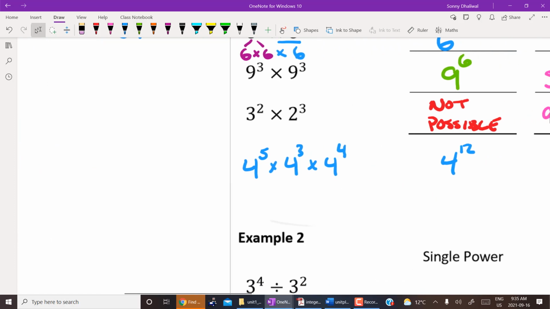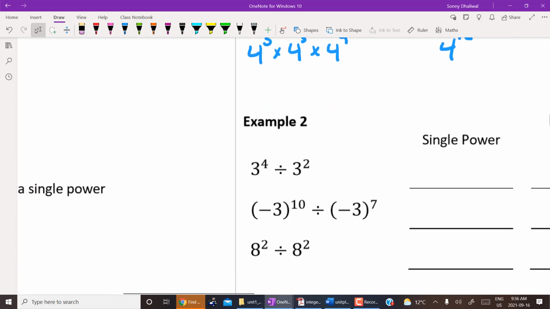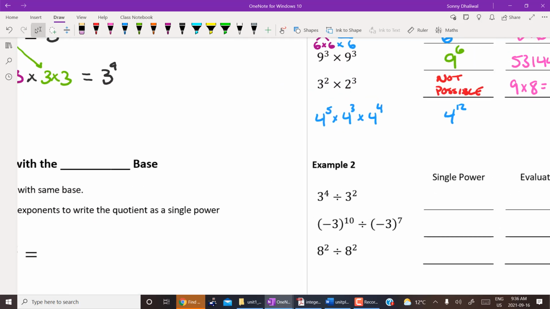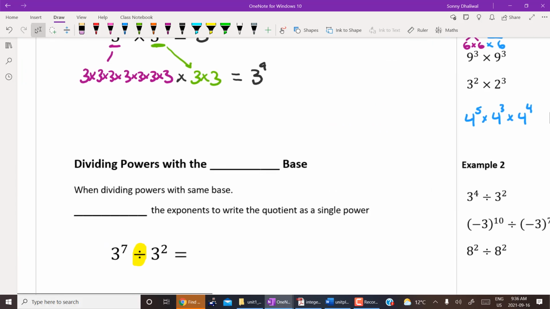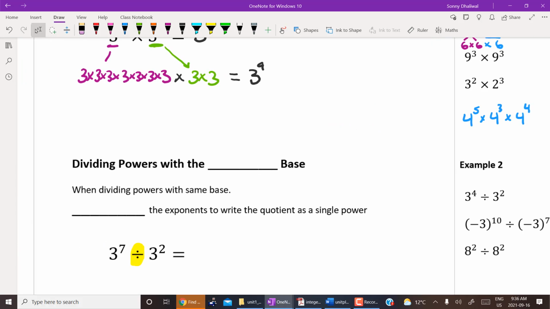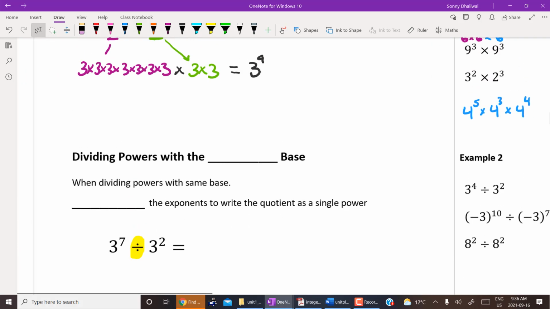Okay? So 4 to the 12, right? It could be 3 terms. It could be 15. As long as the base is the same, all you're doing is adding the exponents, right? Okay. So that's multiplying. Multiplying, we add. So with dividing, we have another rule, and these rules are actually called laws. These are exponent laws. Once again, they only work as long as you have the same base, right?